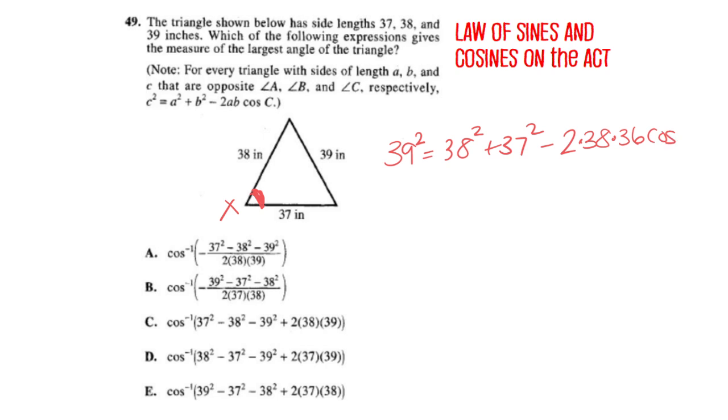So it's just a matter of me figuring out how would I do this? Well, I would take my 39 squared and I'd subtract the 38 squared, subtract the 37 squared. That is not what happened here. It did happen on this one. It did not happen here or here, but it did on this one.